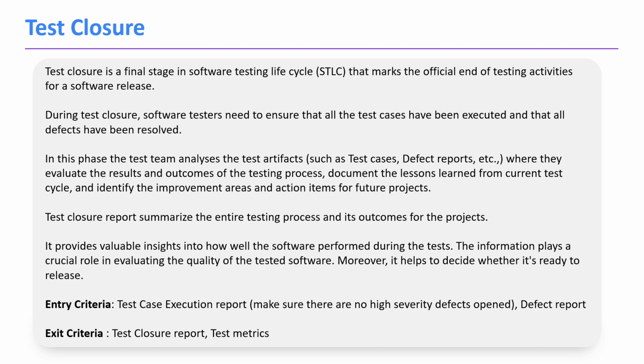In this phase, the test team analyzes the test artifacts such as test cases, defect report, etc., where the testers evaluate the results and outcomes of the testing process, document the lessons learned from the current test cycle, and identify the improvement areas and the action items for future projects. The test closure report summarizes the entire testing process and its outcome for the project.